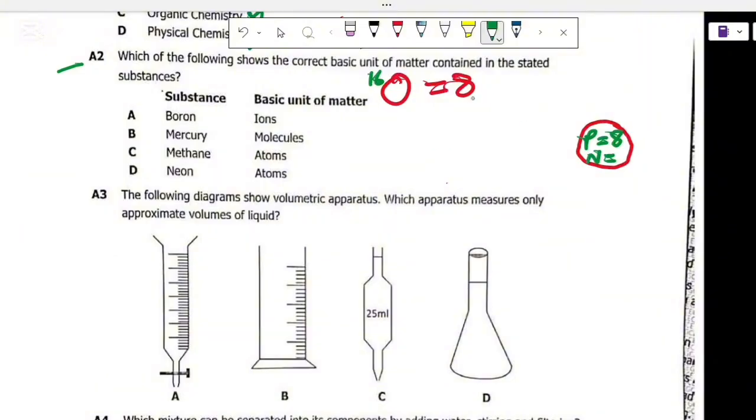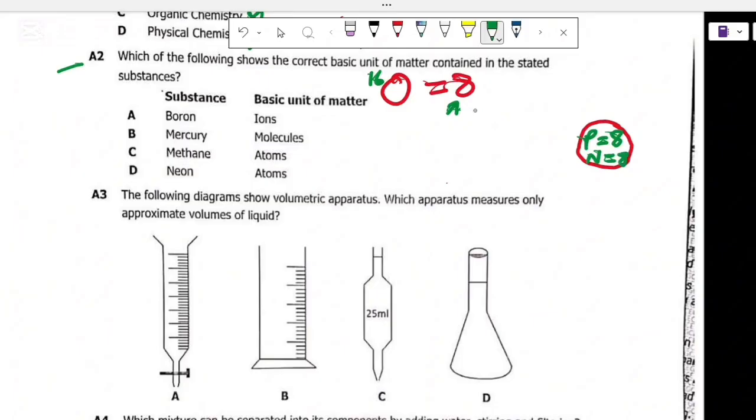So if this is 8, which is the atomic number, the number of protons, then 16 minus 8, we will look more on this one, so don't worry about that. 16 minus 8 is actually 8. So you have the same number of neutrons, which is 8.